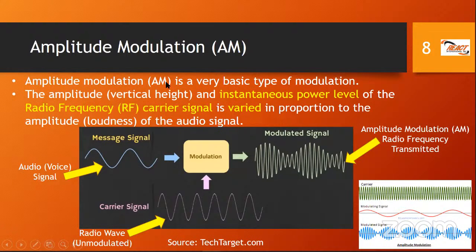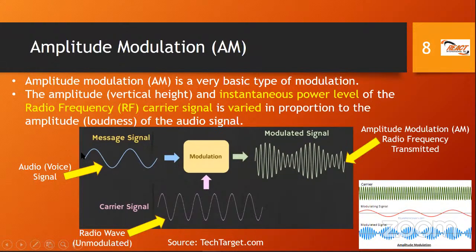You remember how that used to sound, right? Very bassy and scratchy and so on compared to FM. But we're dealing with amplitude modulation, and it's a very basic type of modulation. The amplitude, or the vertical height, as well as the instantaneous power level of the radio frequency carrier is what is varied. And it's varied in proportion to the amplitude of the audio signal, or I would say the loudness.